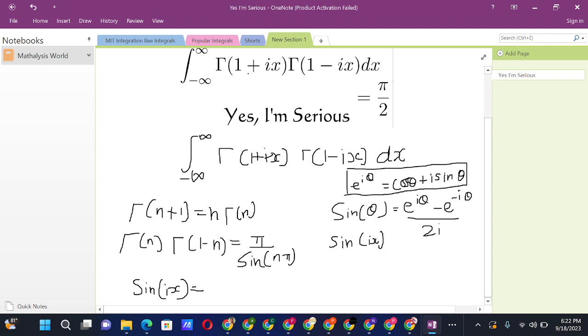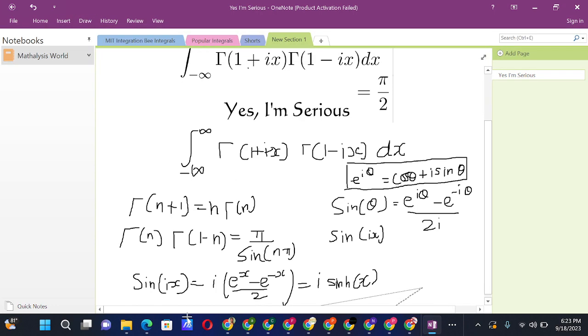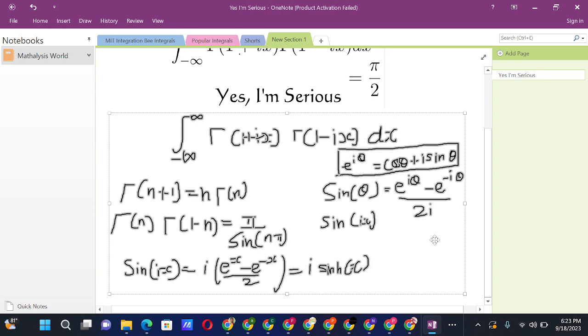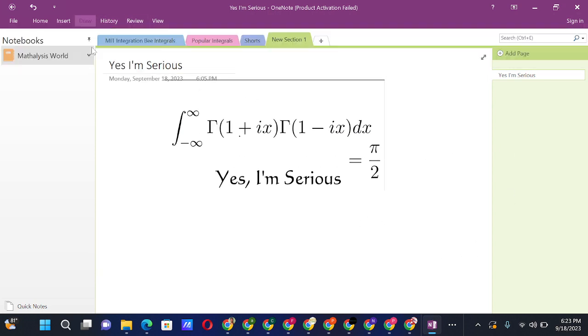So substitute ix in place of theta, and you will see the following formula: i times e to the power x minus e to the power minus x, divided by 2. If you replace theta by ix, such a formula will be there, and this is i times sinh of x. So you need to know these three formulas to do this integral. So let's now begin.